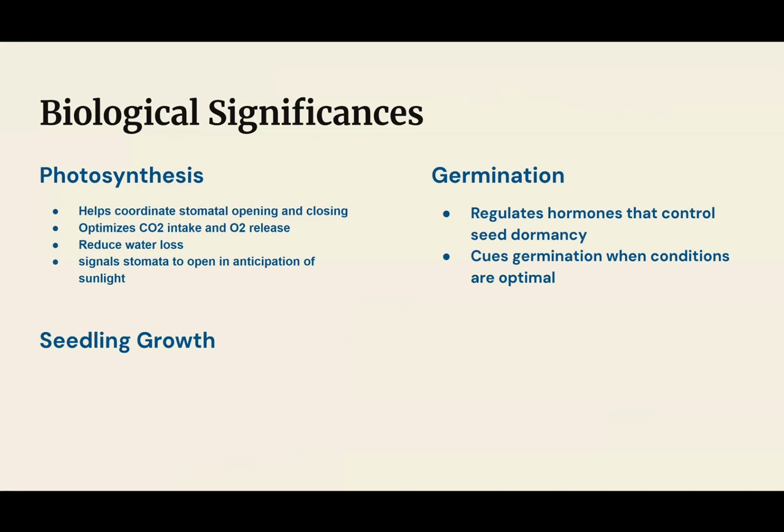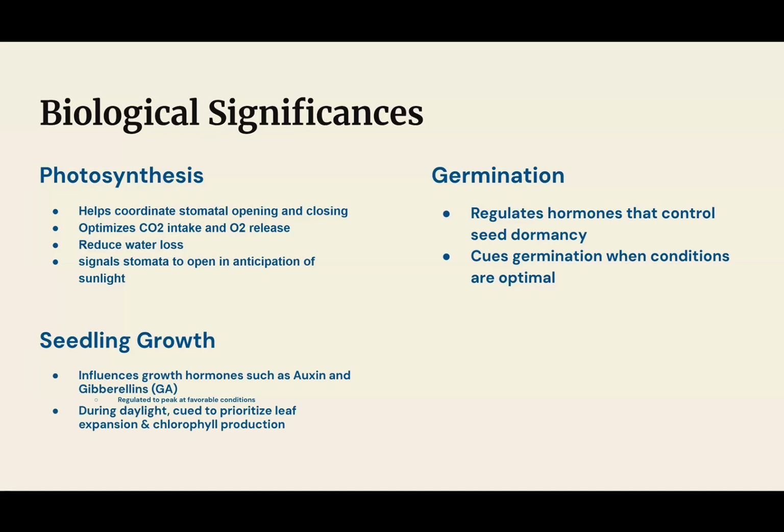Next, for seedling growth, once again, these internal clocks influence growth hormones such as auxin and gibberellins. They are regulated to peak at favorable conditions to once again maximize their survivability and potential. During the daylight, they're cued to prioritize leaf expansion and chlorophyll production. And at night, they're cued to prioritize stem elongation.